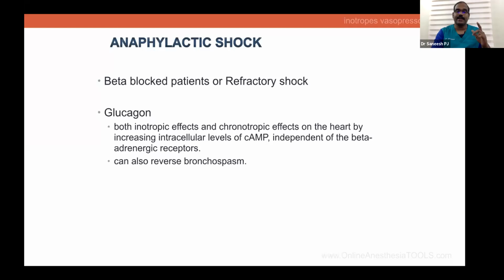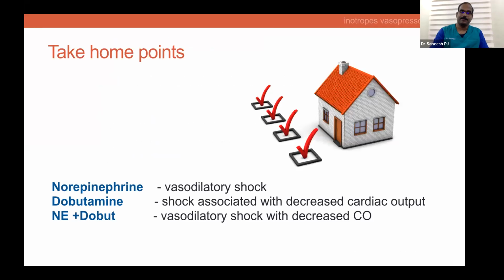Glucagon is another drug we need to keep in mind. It has both inotropic and chronotropic effects on the heart by increasing intracellular levels of cyclic AMP. It can also reverse bronchospasm.